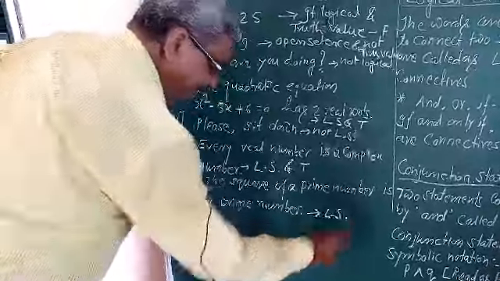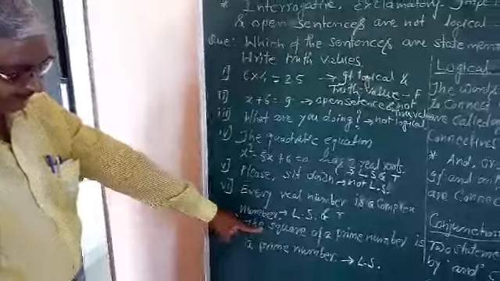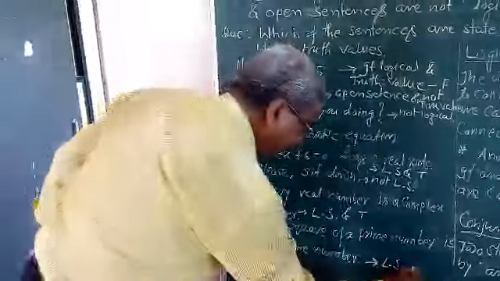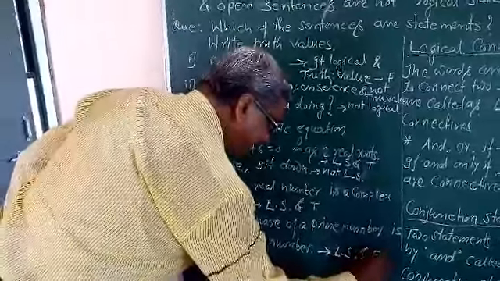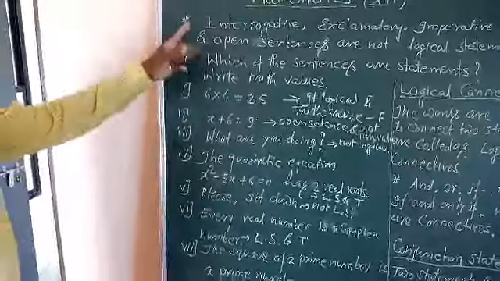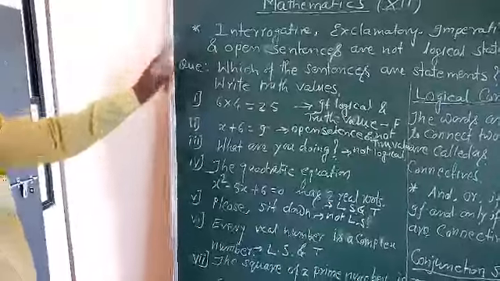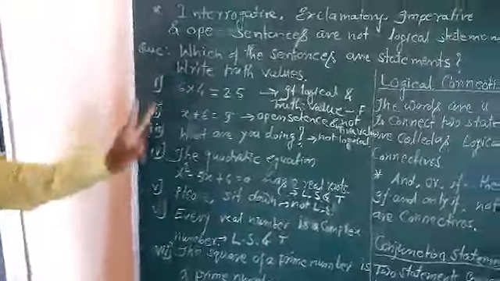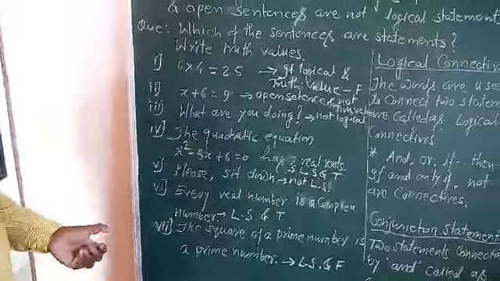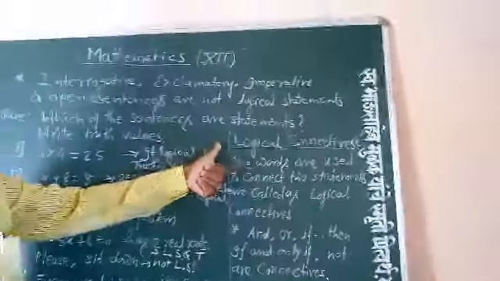Logical statement. But it is not necessary that the square of a prime number is a prime number, and therefore its truth value is false. So this is about the examples on the statement: which of the above are statements, and having their respective truth values. Then we come to the next part, which is again very important for the further study.